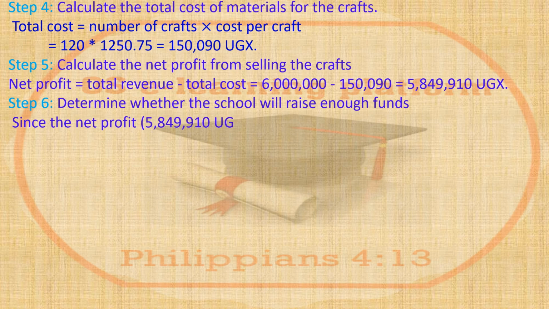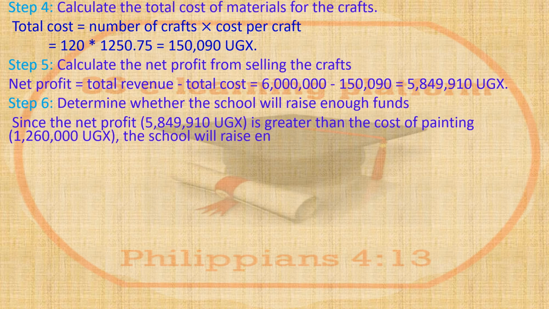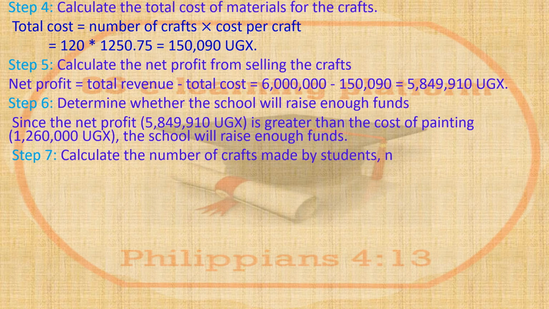So now I'm determining whether the school will raise enough funds. We can see that the net profit is about 5 million and above, that is 5,849,910 Uganda shillings, which is actually greater than the cost of painting. Remember, the cost of painting, initially we had it as 1,260,000 Uganda shillings. So since the 5 million is greater than 1 million plus, then the school will raise enough funds.